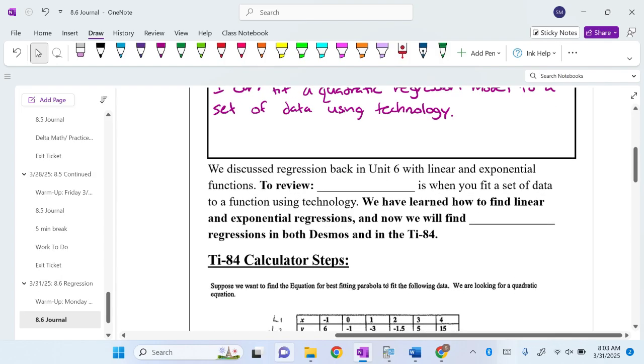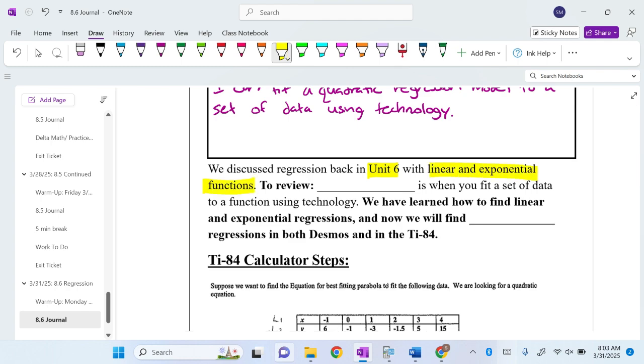So again, we saw this back in Unit 6 with linear and exponential functions. But now to review, regression is when you fit a set of data to a function using technology. It can be any type of function. There's linear regression, exponential regression, quadratic regression. There's even some functions that you've never heard of, cubic, logarithmic, but we don't use those in this class.